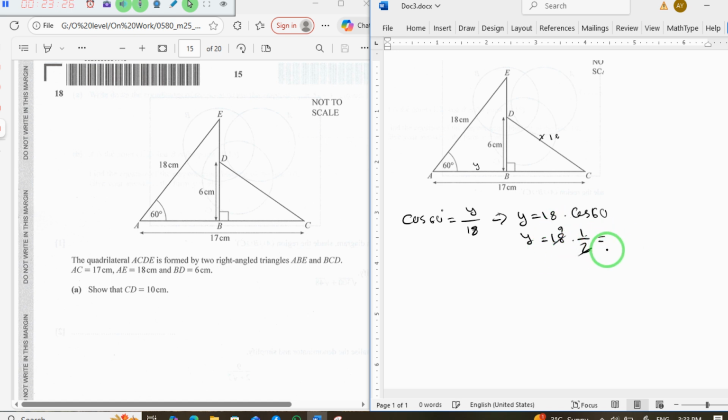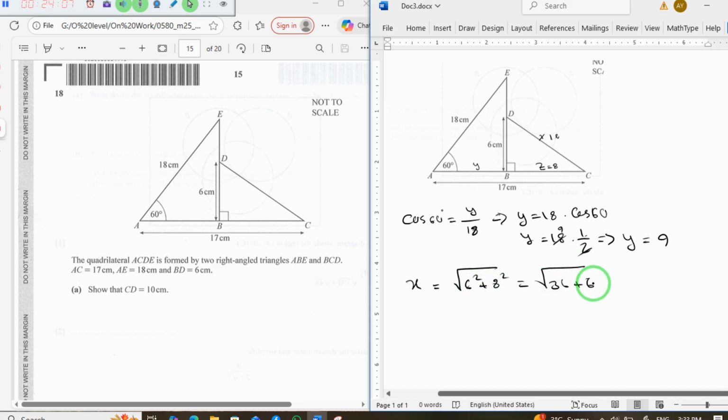1 to 9 times 2 is, so y is equal to 9 centimeters. So when y is 9 centimeters, then we subtract. If we call this one z, it is equal to 8 centimeters, because we subtract from 17. Then, according to the Pythagorean theorem, x is the square root of 6 squared plus z squared, 8 squared. 6 squared is 36, and 8 squared is 64. Then we add together to get 100. The square root of 100 is 10.